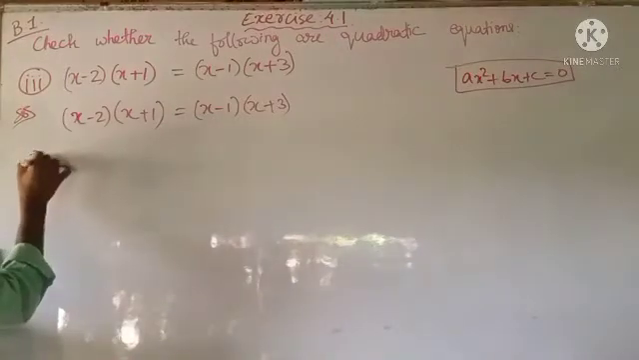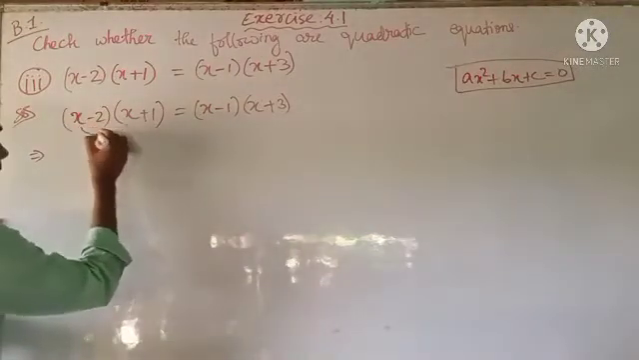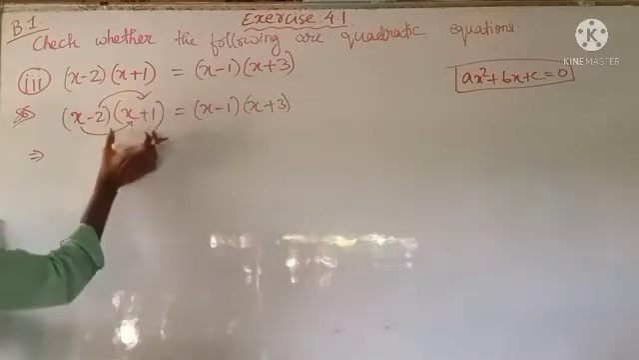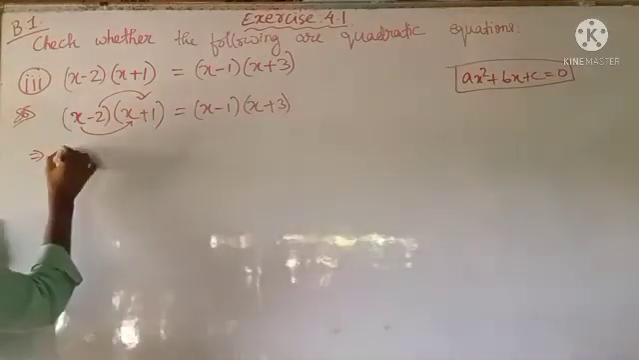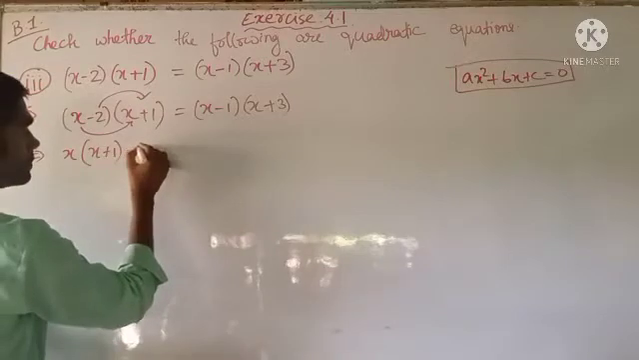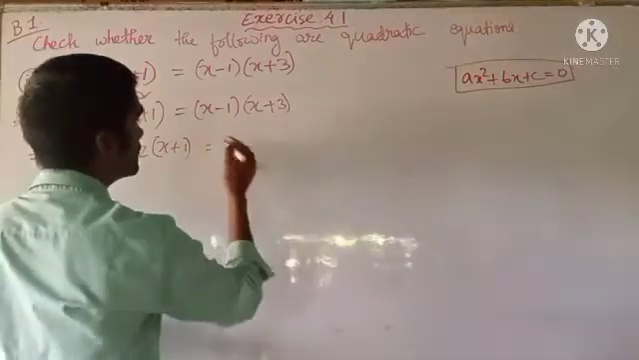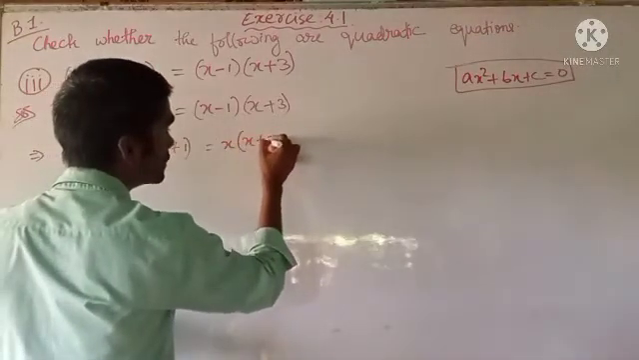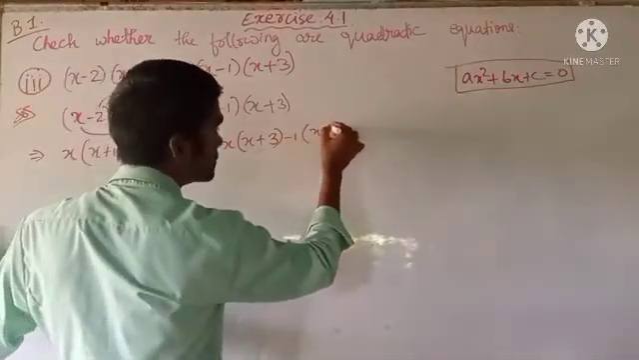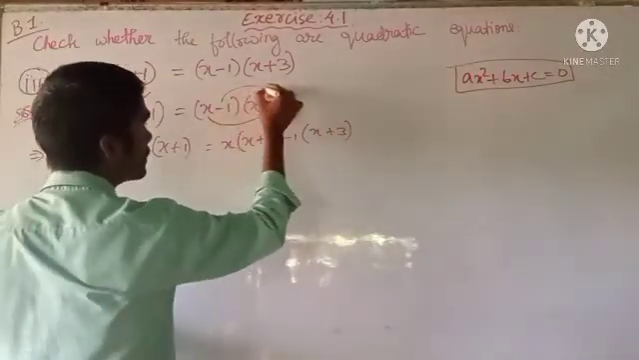Now we will remove these brackets and then we will solve. So first this x will be multiplied with this whole term, that is x plus 1. Again minus 2 will be multiplied with this whole term, that is x plus 1. In the same way on the right hand side also we will do the same thing, that is x will be multiplied with x plus 3 and minus 1 also will be multiplied with this x plus 3 term.